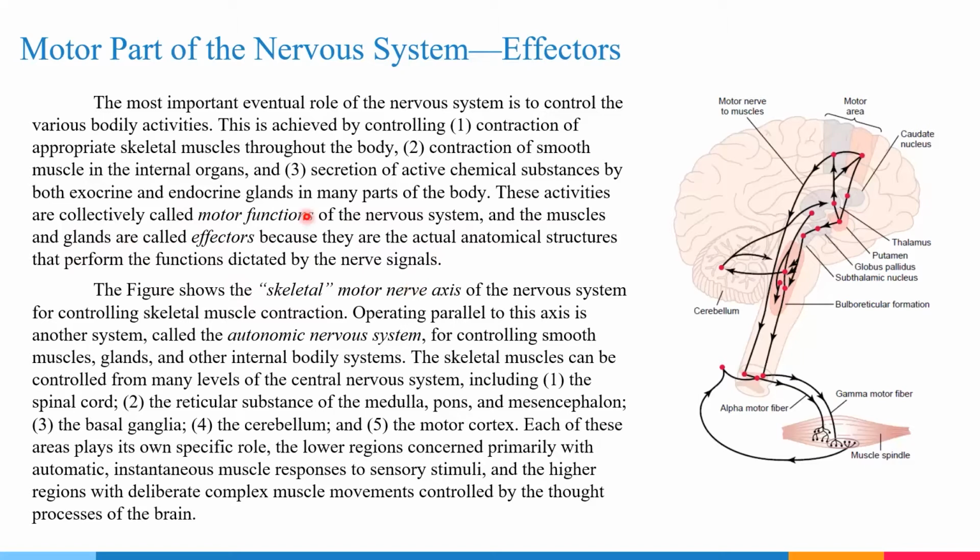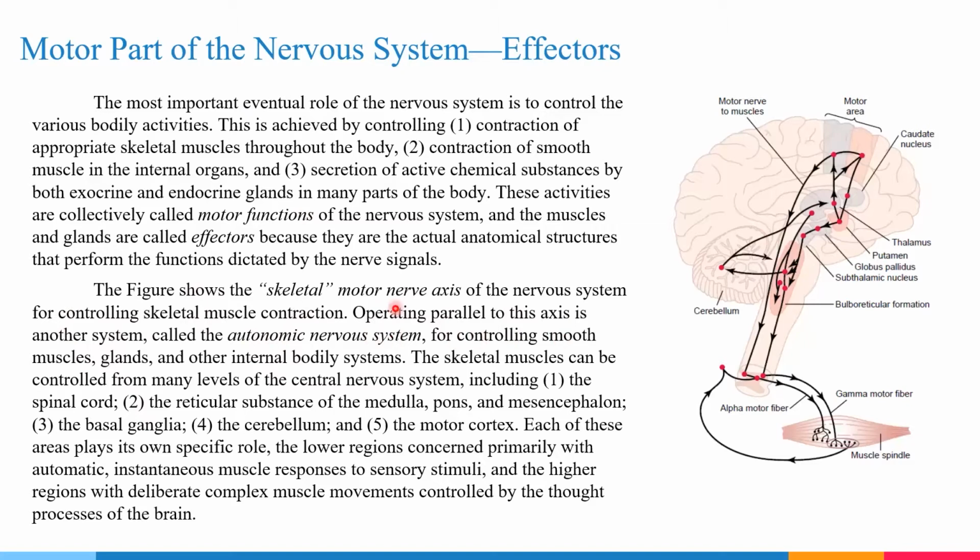That is, these particular parts of the body are the ones that respond to the stimulus that was received by the nervous system or the sensory part of the nervous system, and now the motor part will actively respond to it. The figure right here shows a skeletal motor nerve axis of the nervous system for controlling skeletal muscle contraction.